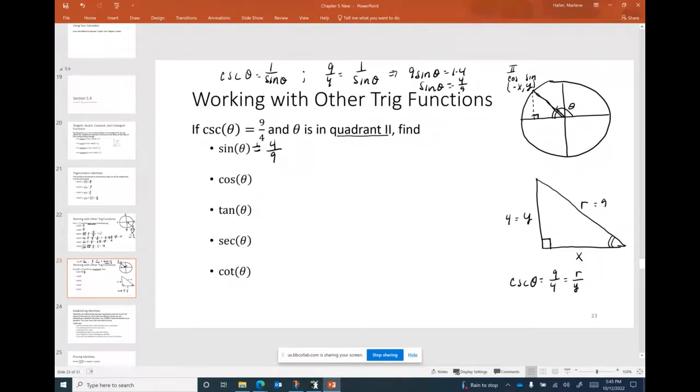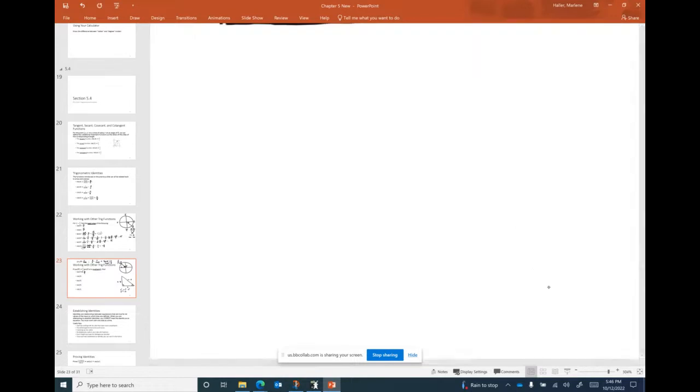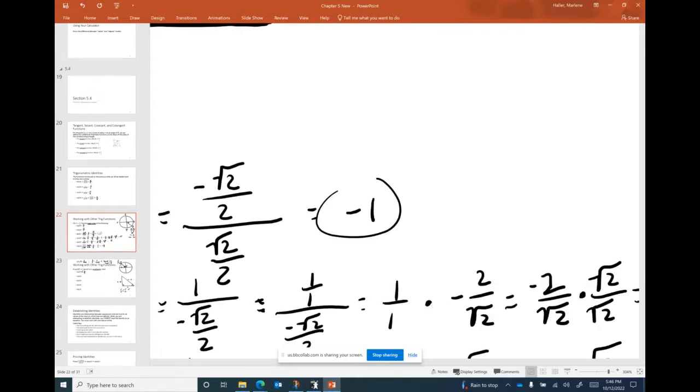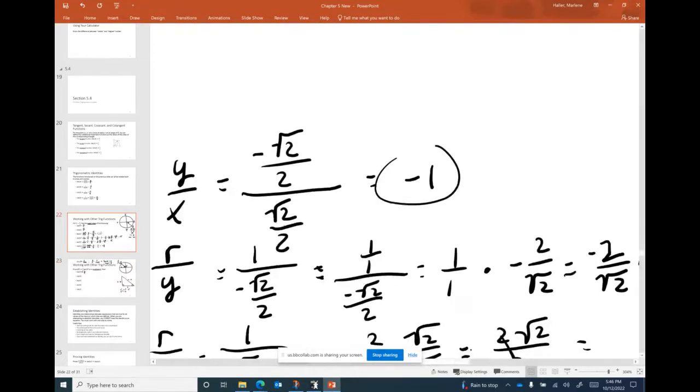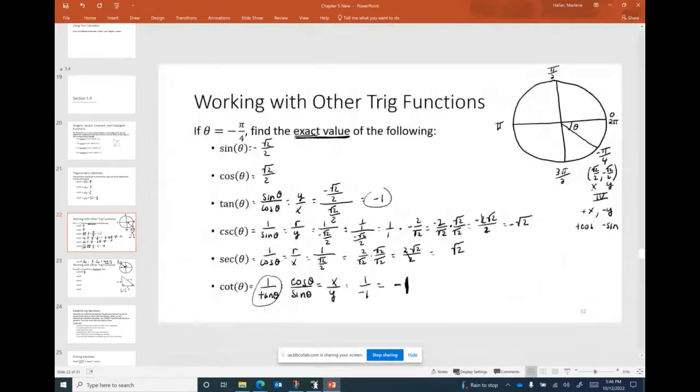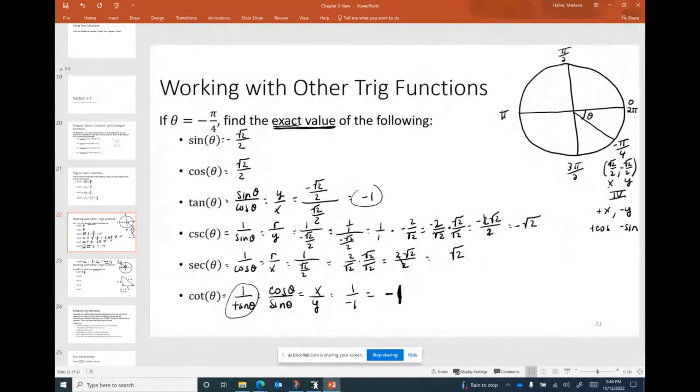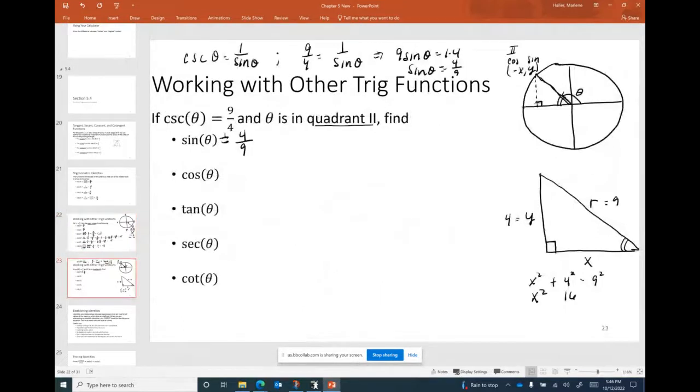I'm probably going to run out of room, so let me erase that and write it here. x squared, that's one of the legs, plus the other leg squared, which is 4 squared, is going to be equal to that radius squared, 9 squared. Oh, what happened? I don't know, my computer's doing weird things to me. Oh, it blew it up is all. Let's see if we can shrink it down. This tablet is just tired. It's been overworked today. Here, let's try this. Okay, we're back.